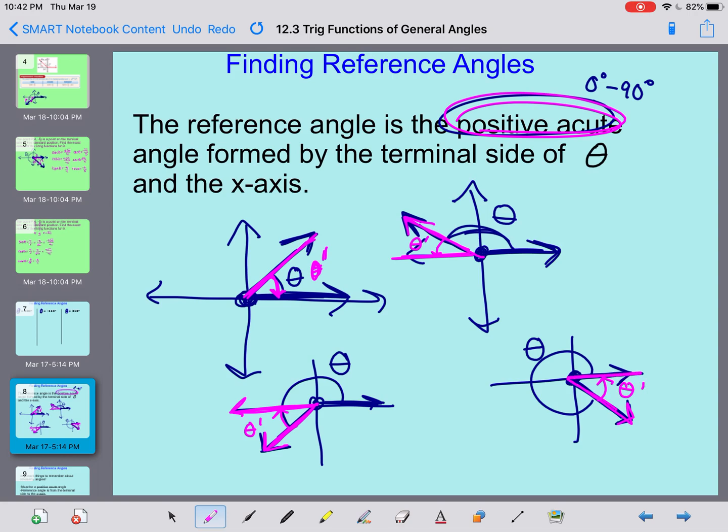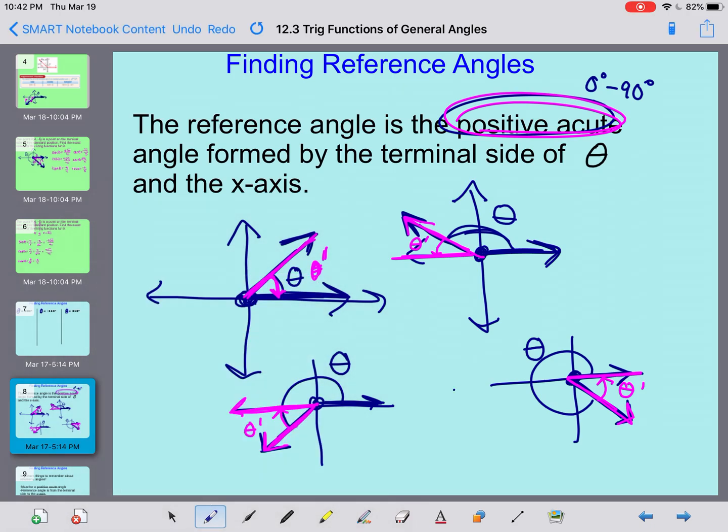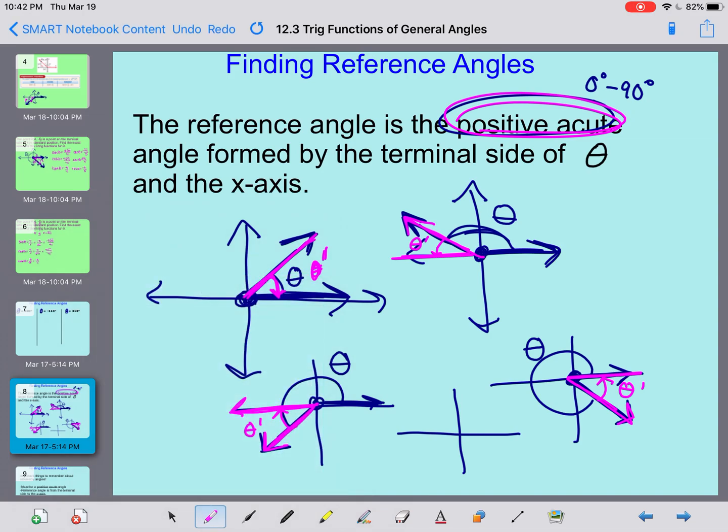So notice it's your bow tie. If I put all these pictures together into one coordinate plane, I take all these pink triangles, it looks something like this. It's one of these right triangles, and theta prime, that reference angle, is always right near that 0, 0 origin.